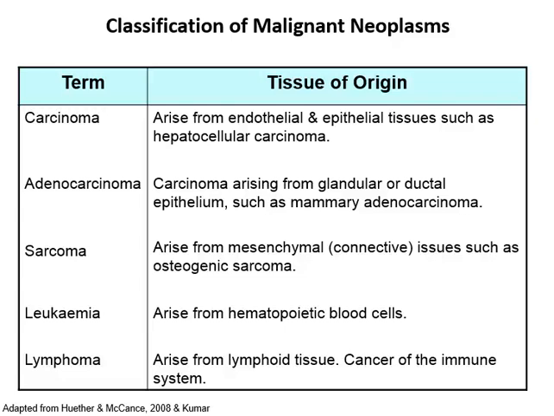This shows some of the terms we use to classify malignant tumours. Those that arise from many endothelial or epithelial tissues are referred to as carcinomas. Those that arise from glandular or ductal epithelium are referred to as adenocarcinoma. If a malignant neoplasm arises from mesenchymal, the connective tissues, that's referred to as a sarcoma. If a malignancy arises from the cells responsible for creating new blood cells, that's referred to as a leukemia. And a lymphoma is a malignant neoplasm that arises from lymphoid tissue. It's a cancer of the immune system.